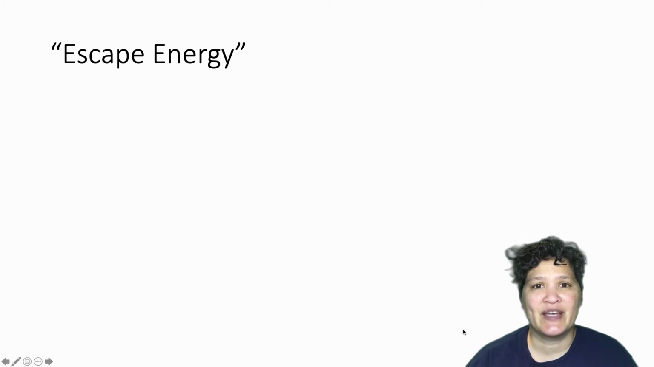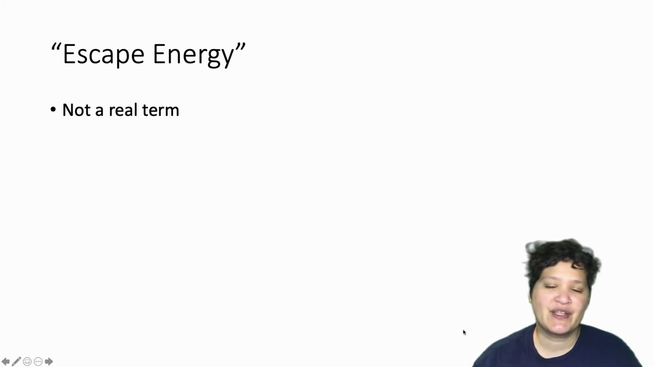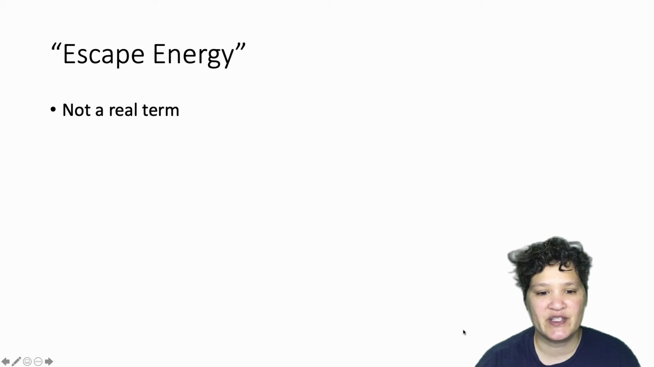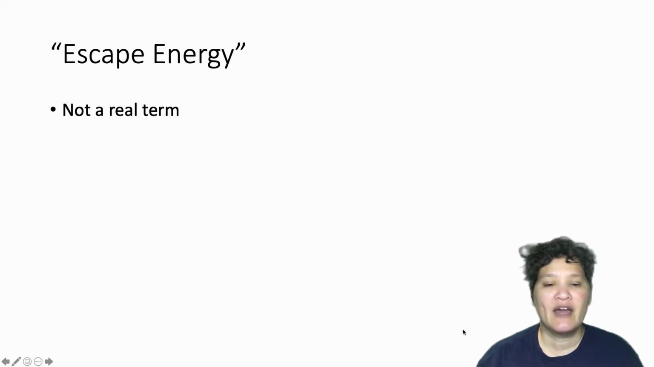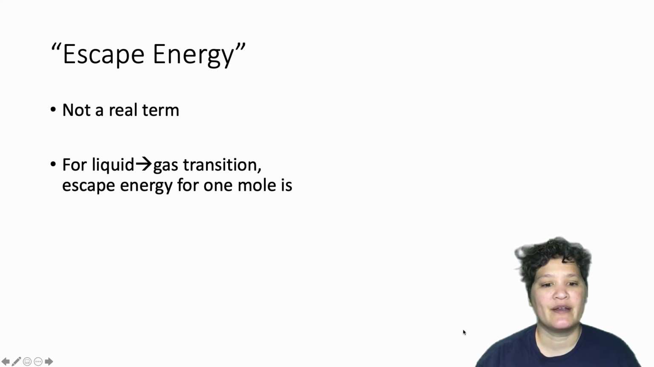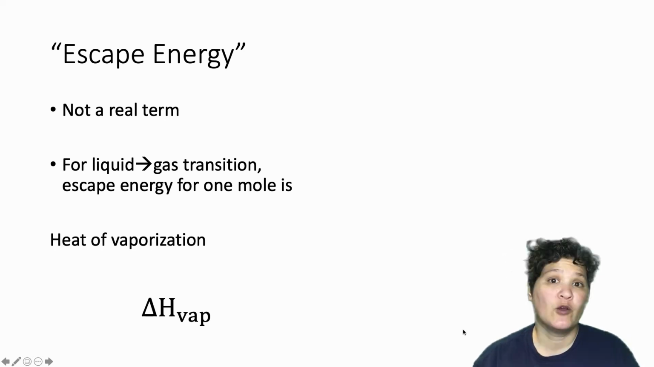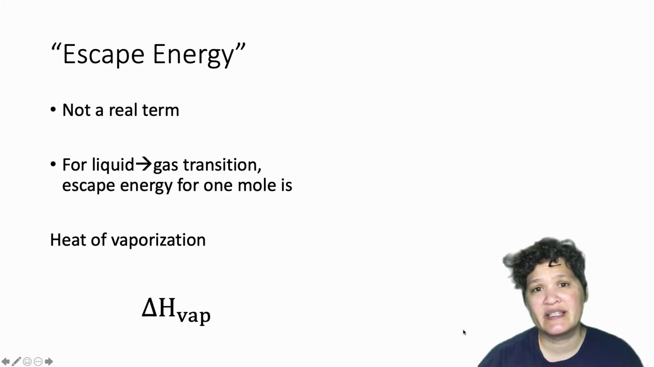So now let's talk about that escape energy. First of all, that's not a real term. It's something I made up to explain this concept to you. In general, we use specific terms to describe the energy for a given phase transition. So for solid to liquid, we'd have one term, the heat of fusion. And for the liquid to gas transition, we call that the heat of vaporization. We write it this way. And because it's delta H, you know this is an enthalpy.